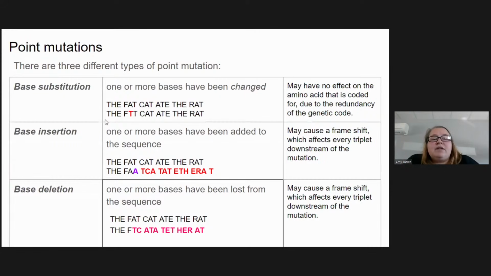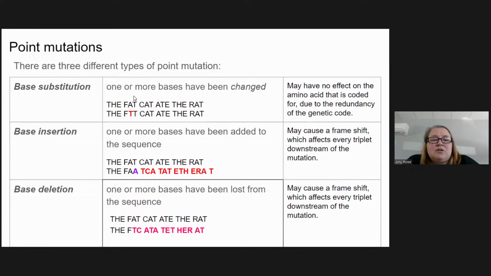So there are three different types of point mutations. The first one is base substitution. I will say that with the examples that I have given here, I wanted you to understand the concept rather than using actual DNA sequence, because obviously there are no Fs in our DNA sequence and no Rs either. So this is just a short phrase broken up into groups of three that illustrates my point.